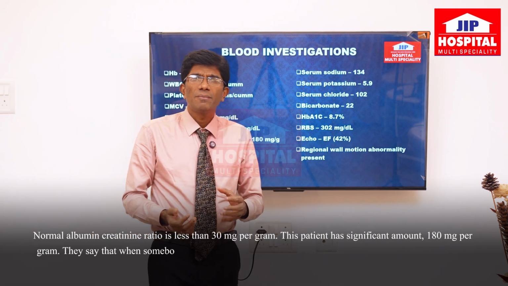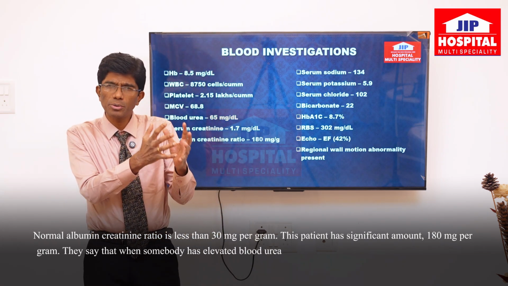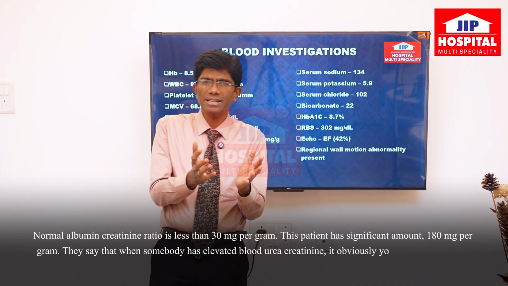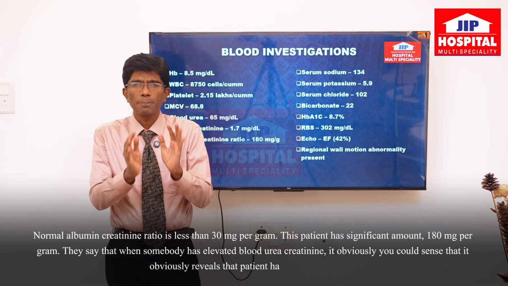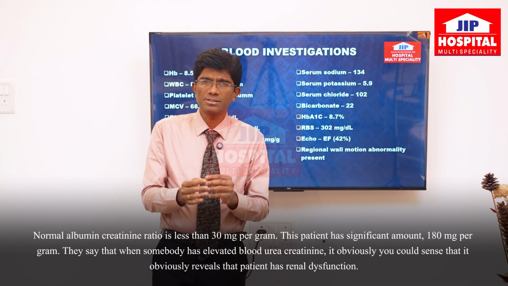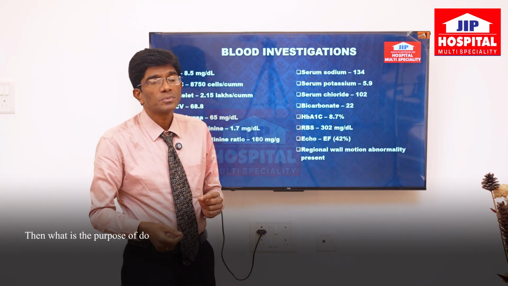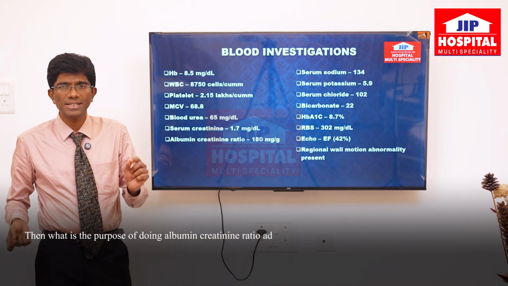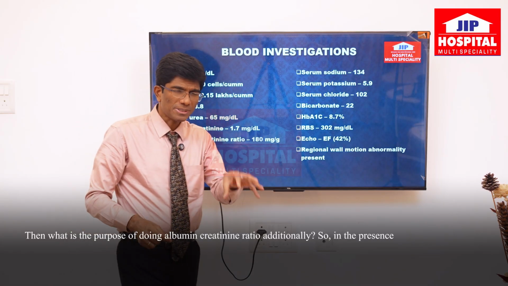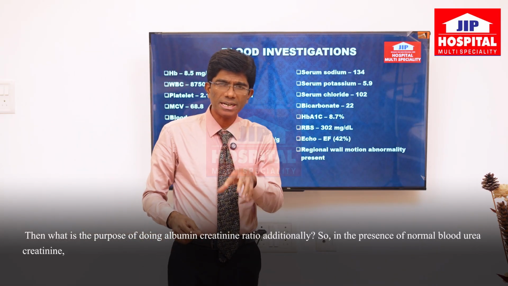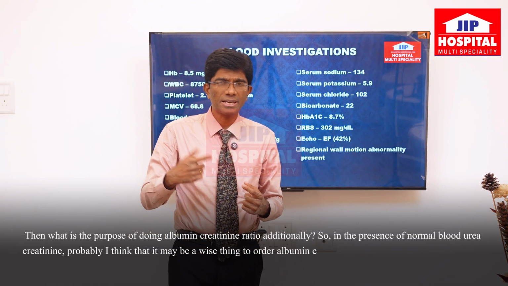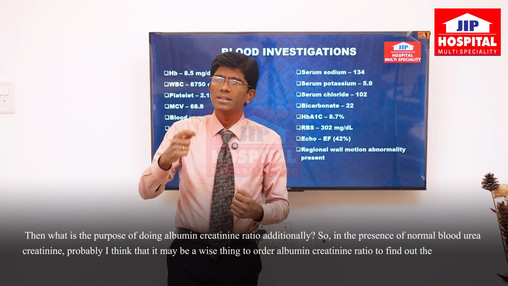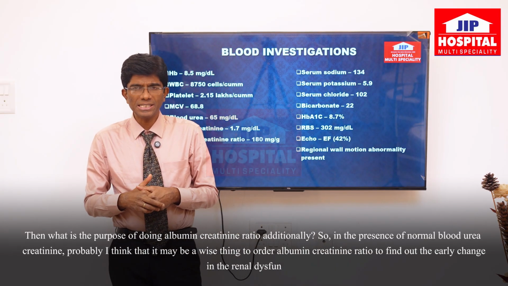They say that when somebody has elevated blood urea creatinine, you could sense that it obviously reveals that the patient has renal dysfunction. Then what is the purpose of doing albumin creatinine ratio additionally? So in the presence of normal blood urea creatinine, I think it may be a wise thing to order albumin creatinine ratio to find out the early change in renal dysfunction.